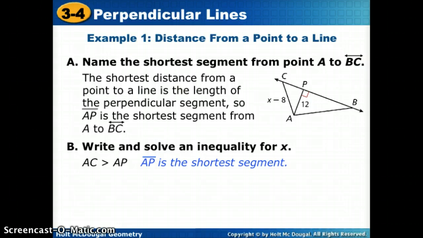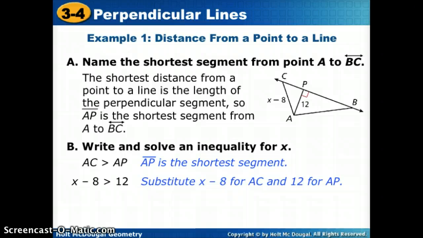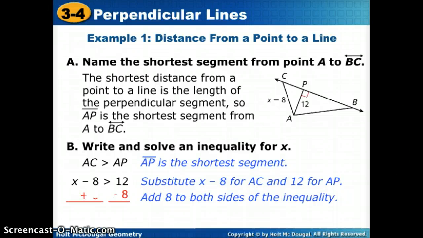Now if we substitute in their measures, we get that x minus 8 is greater than 12. Now we solve inequalities just like we would solve an equation. We're going to add 8 to both sides and get that x is greater than 20. So any number bigger than 20 will work in the spot for x.